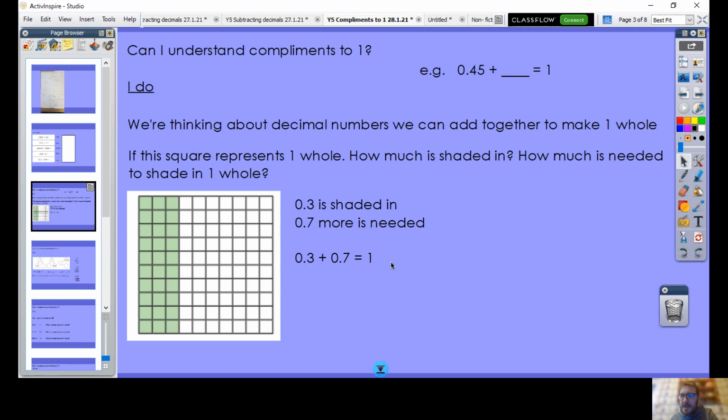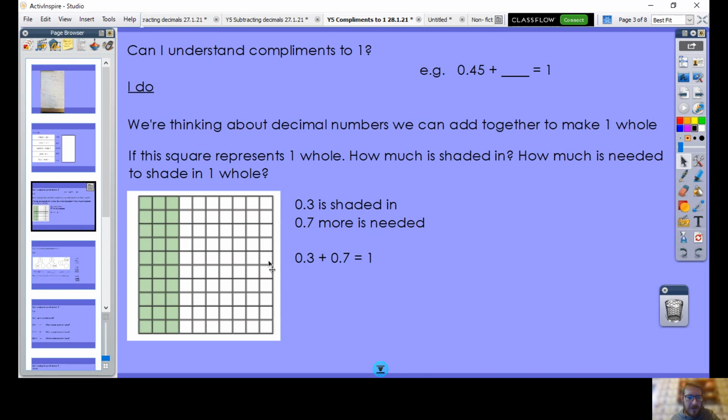All right, moving on to today's lesson then. So we are thinking about complements to 1. We're thinking about decimals that we can add together to make one whole. So let's say it would be a question like this one. 0.45 add something makes one whole. What would I add to 0.45 to make one whole? Now you might already be able to answer that, but we're going to see if we can understand how and why we would add decimals to make one whole.